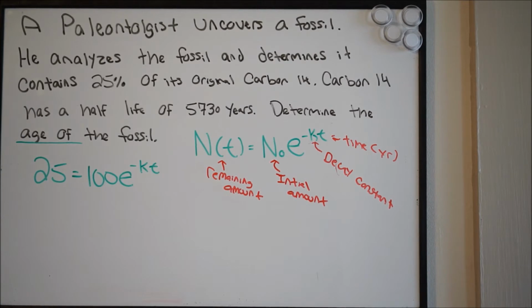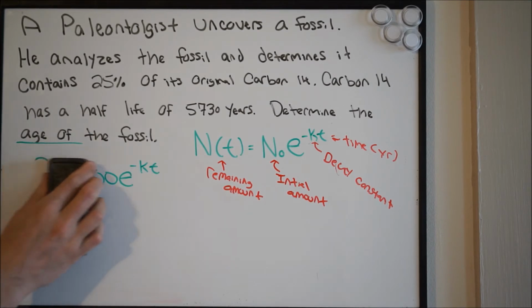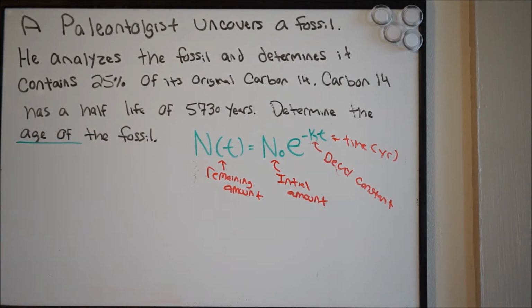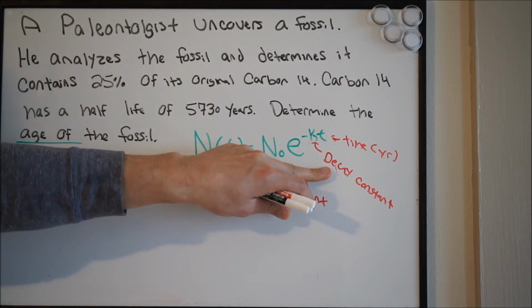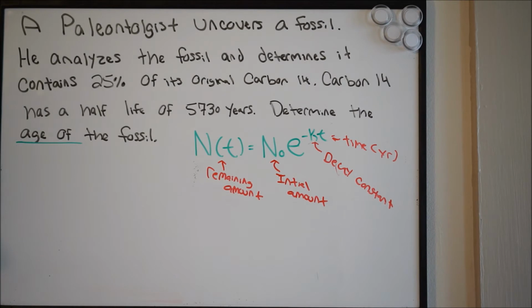So let's go ahead and erase this because we can't use this yet. Alright, so we're going to have to come back to this. So what we're going to have to do here, we're going to have to solve for the decay constant first. And once we have the decay constant, then we can go ahead and solve for the time or the age of the fossil. Okay?